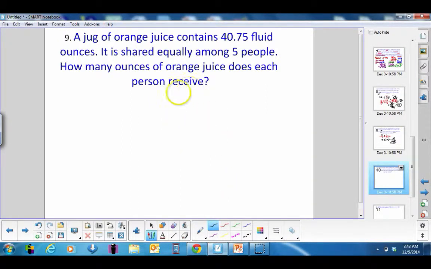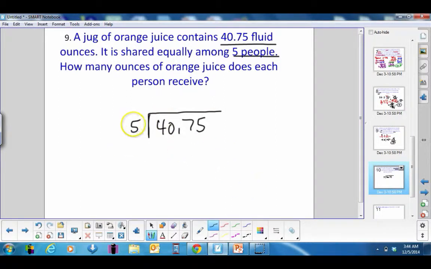Okay, so it looks like I'm going to be splitting up the jug of juice between 5 people. The jug of juice is 40 and 75 hundredths ounces, and I'm going to split it equally among 5 people. So I know that's going to be division. Let's work it out. 5 doesn't go into 4, but it goes into 40 8 times. 8 times 5 is 40. Bring down the 7. Okay, I have my decimal up here.